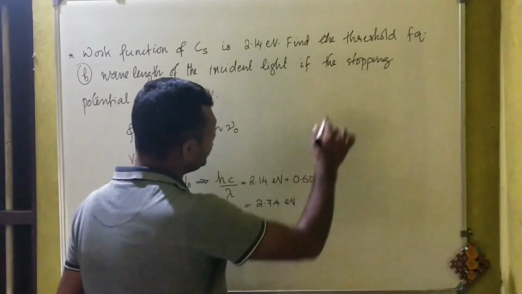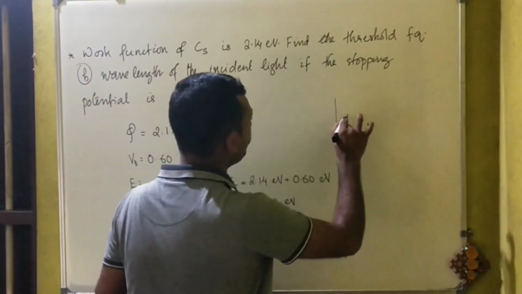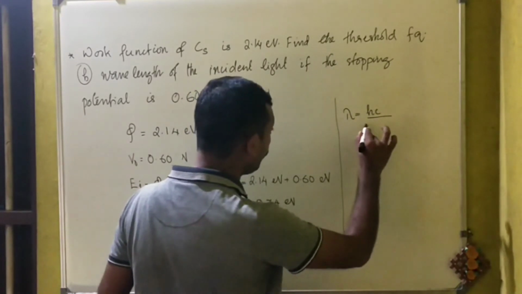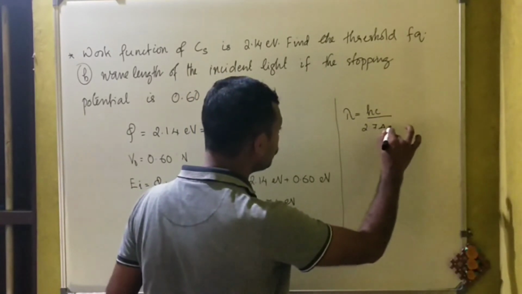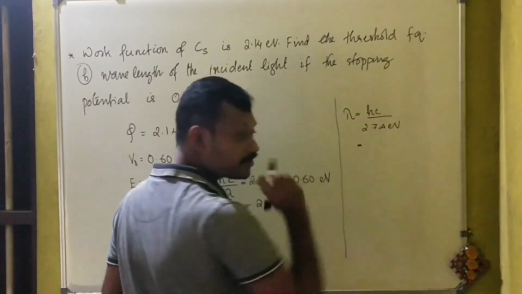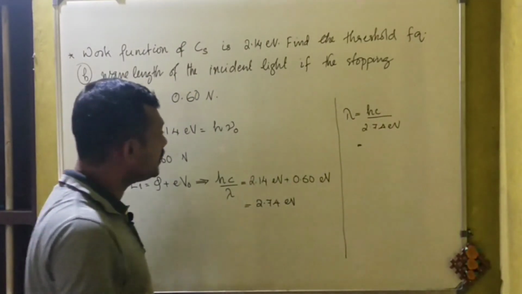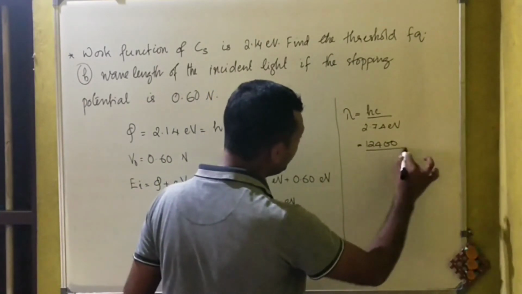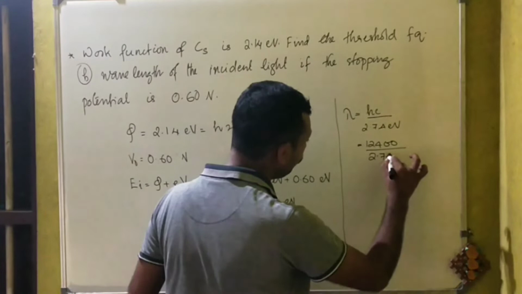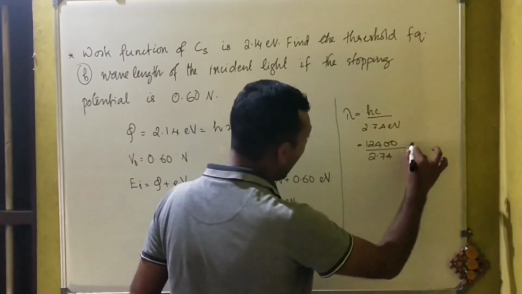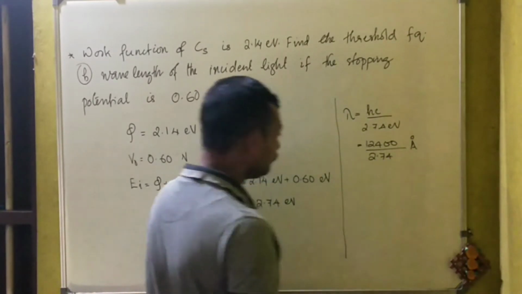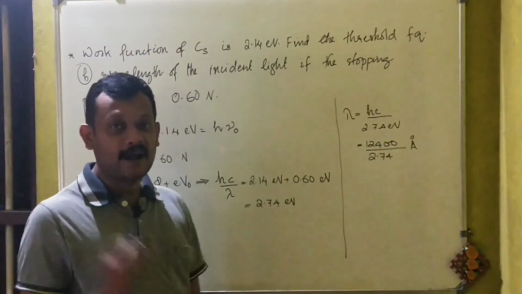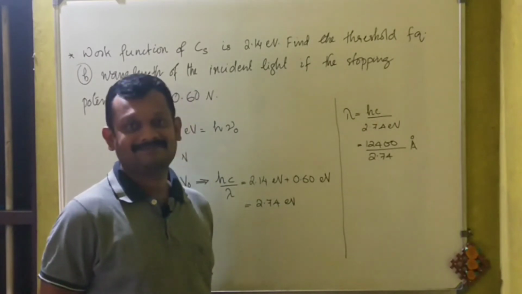From here you can calculate the value of lambda, right? So lambda is equal to hc divided by 2.74 electron volt. What is the value of hc we told you? In the last video we said hc is equal to 12400 electron volt angstrom, divided by 2.74. This much angstrom you will get as the answer. So now I request you to divide this and find the answer and send it back to me.